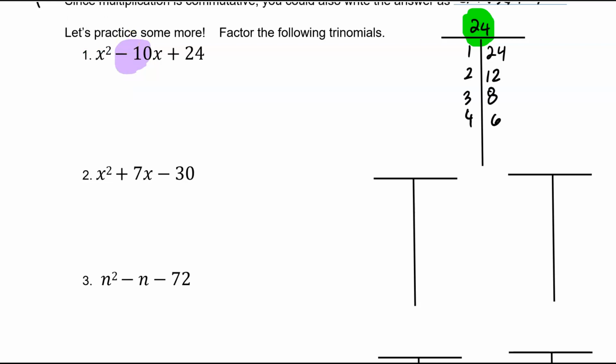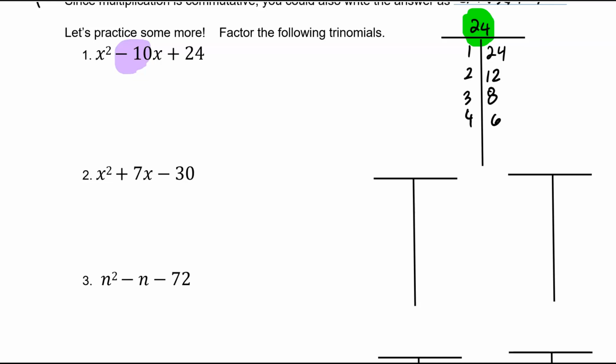So, for example, if you add 1 and 24, you're going to get 25. You're going to get 2 plus 12, 14. You're going to get 3 plus 8, 11. 4 plus 6 is a positive 10, but not a negative 10. So what can we do to manipulate the numbers so that we get a negative 10 when we add the numbers?